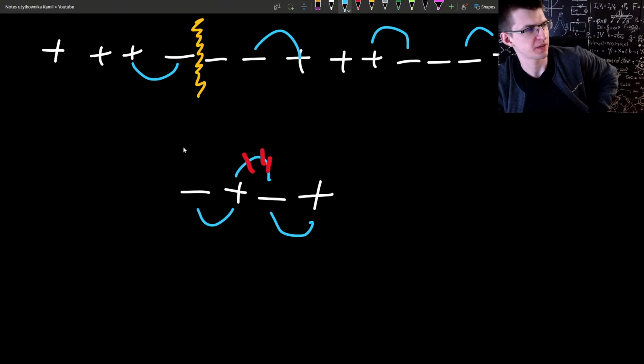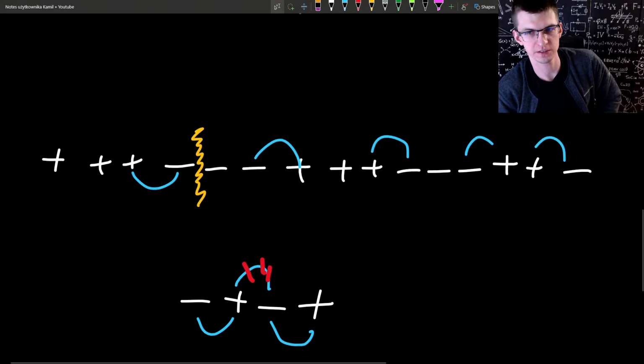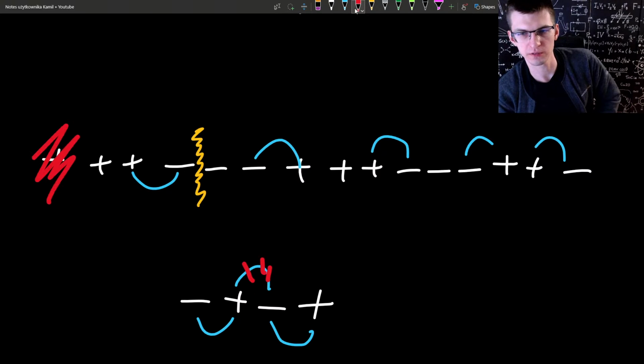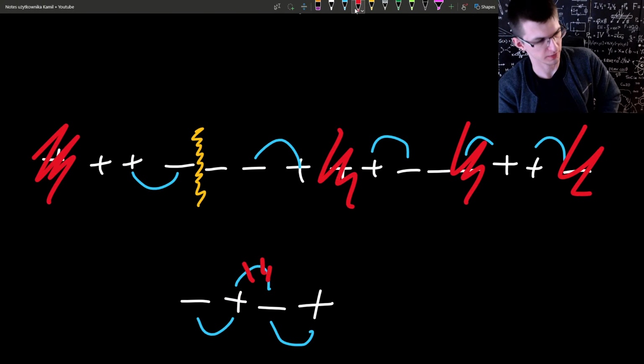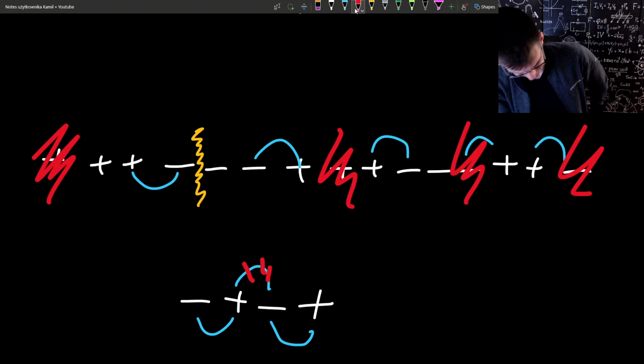What about this? DP will depend on the number of elements that I remove. I have this sequence of pluses and minuses, and I need to connect them with blue, but I'm allowed to remove some. And those removed will be yellow. They will be connected with yellow.